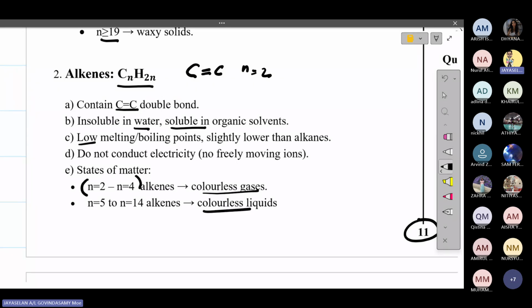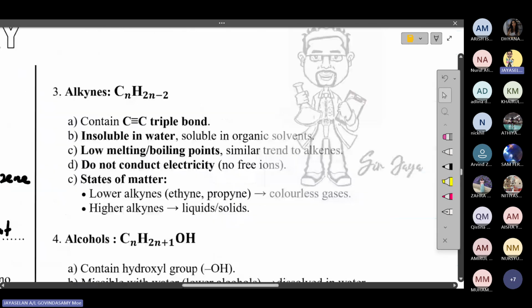So just remember only. If they ask what is the color of butene, butene exists as what? First gas, butene gas. Then dia punya warna apa? Colorless gas. Any question? Sudah hafal? Okay. So alkene finish. Okay, now alkyne.